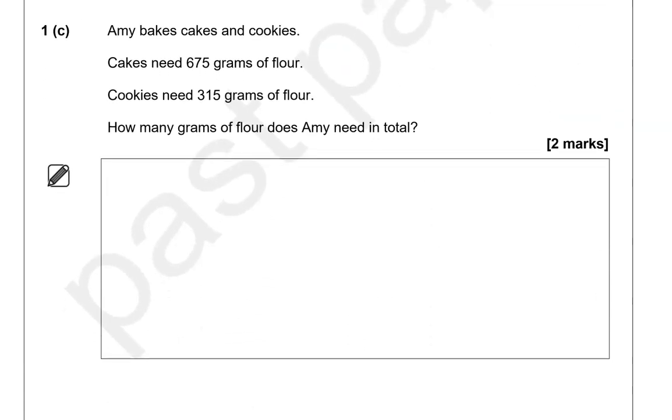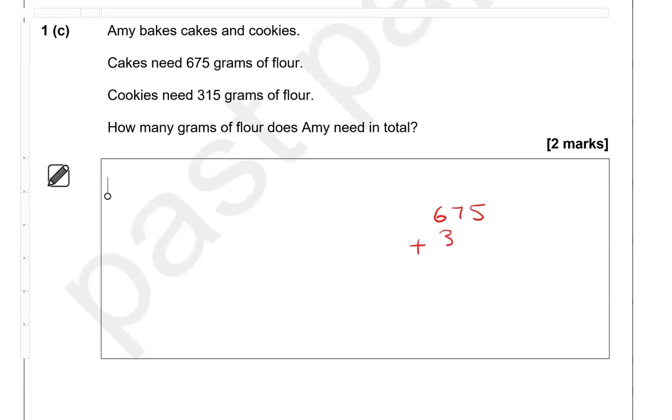Amy bakes cakes and cookies. Cakes need 675 grams of flour. Cookies need 315 grams of flour. How many grams of flour does Amy need in total? So we've got 675, and we're going to add to that 315. 5 and 5 gives us 10, so 0 down and 1 is carried over. 7 and 1 is 8, and the 1 is 9. 6 and 3 is 9. So 990 grams.